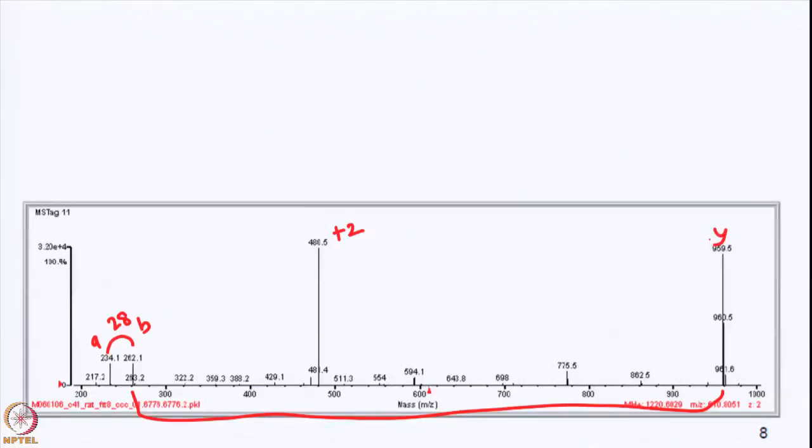Okay, what else can we do here? So then that would mean that this is Y doubly charged. Okay. Then if we take a look at this mass gap, that's 97. And that mass difference is 87. Okay, that's serine, proline.